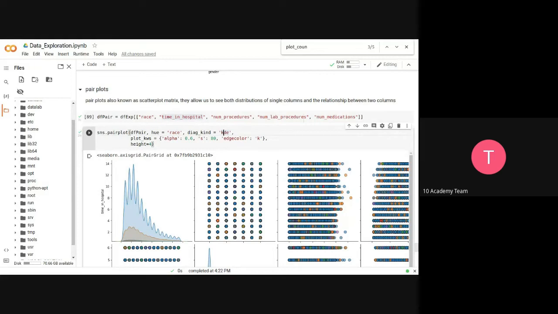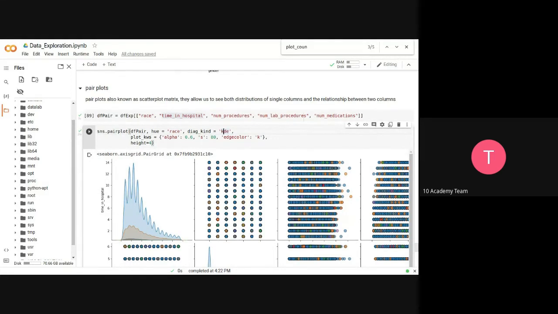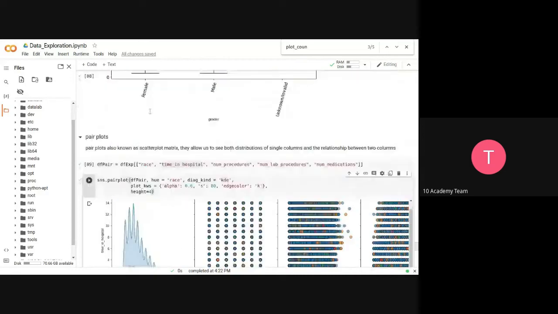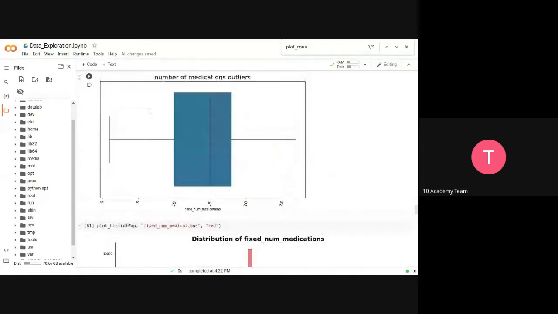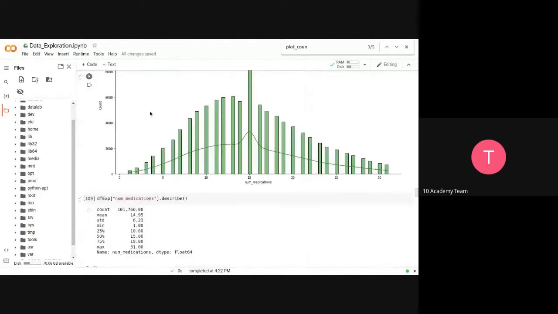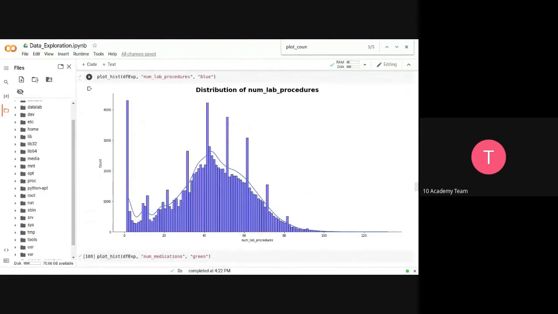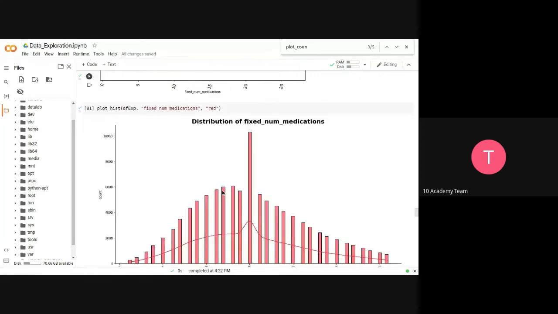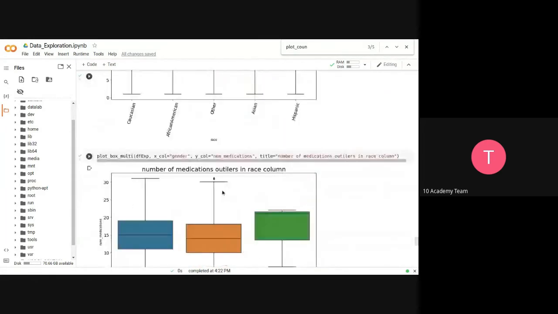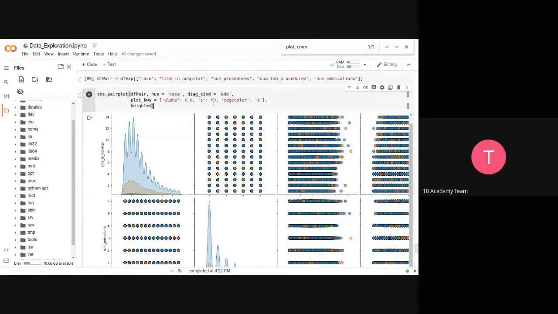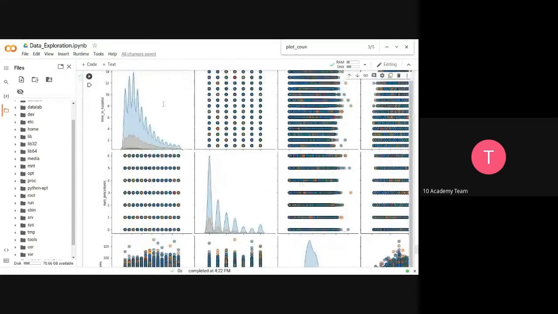This diag kind is, if we go back to the univariate analysis and look at one of these variables, what we're plotting there is a histogram. The KDE, the kernel density estimate, if I'm not mistaken, is just an alternative to the histogram that allows us to plot things more smoothly. These are just kwargs arguments, specifying the color and the height of it.